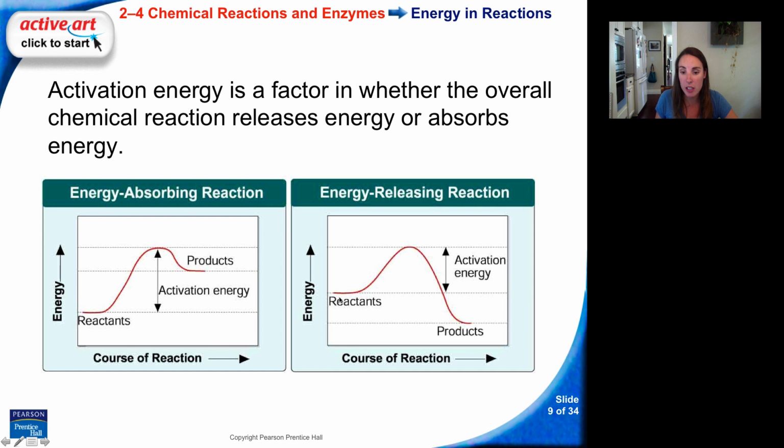In an energy-releasing reaction, it's the opposite. The reactants start here. Here's the activation energy needed to get it started. Once the reaction goes, the products have less energy than the reactants, therefore that energy was released.